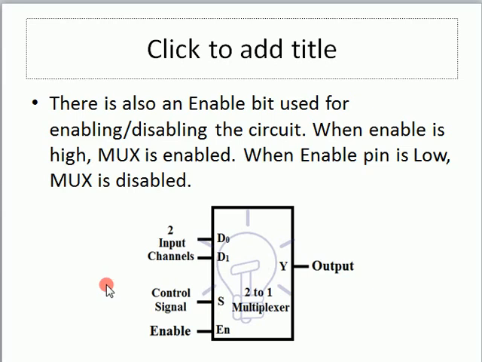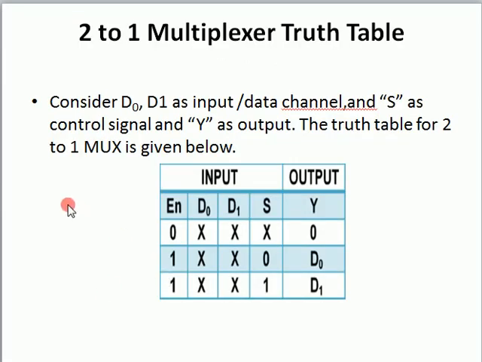There is also an enable bit used for enabling or disabling the circuit. When enable is high, the mux is enabled, and when the enable pin is low, the mux is disabled. High means 1 and low means 0. So here is the truth table. Let's consider D0 and D1 as the inputs, or data channels, S as the control signal, or selector line, and Y as the output. So this is the truth table for the 2 to 1 mux.